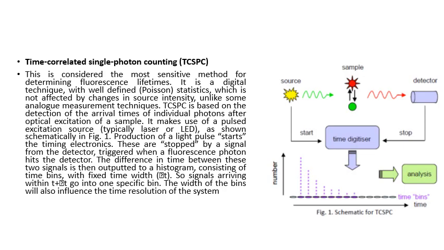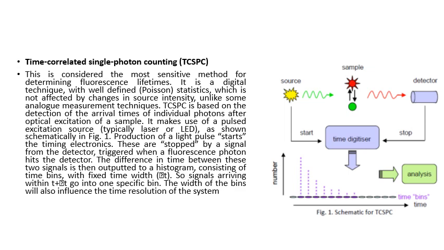Another term we also use is time correlated single photon counting, TCSPC. This is considered the most sensitive method for determining fluorescence lifetime. It is a digital technique with well-defined statistics, Poisson statistics, which is not affected by changes in source intensity, unlike some analog measurement techniques.